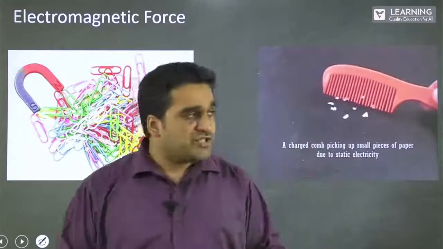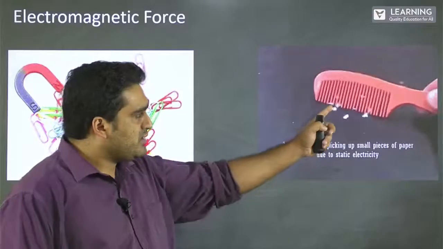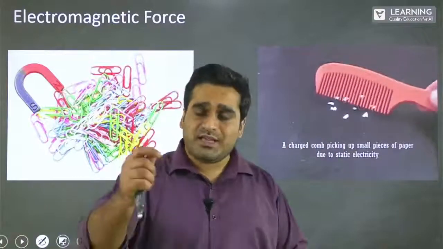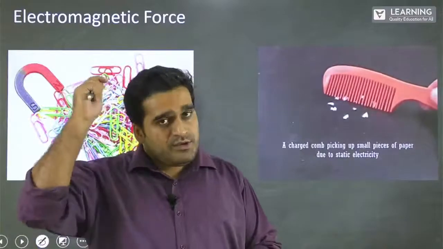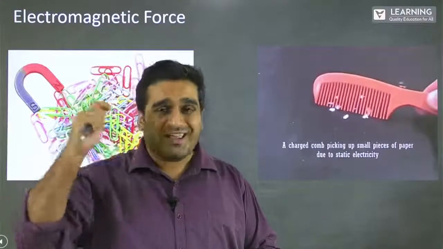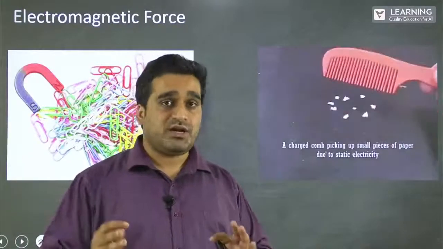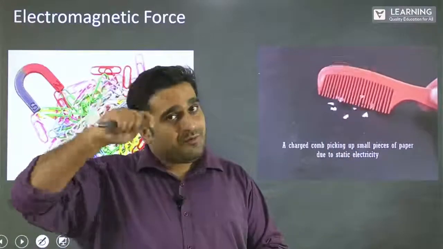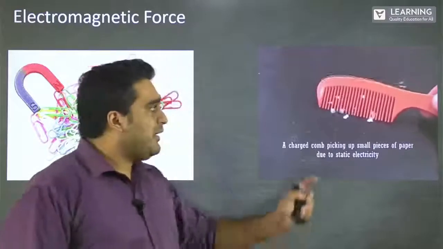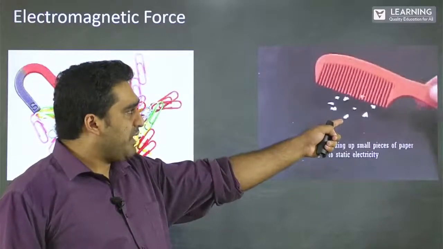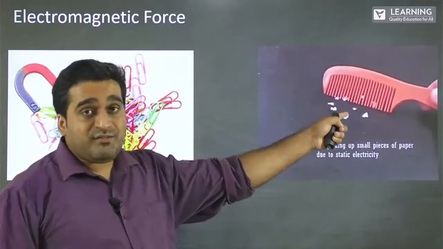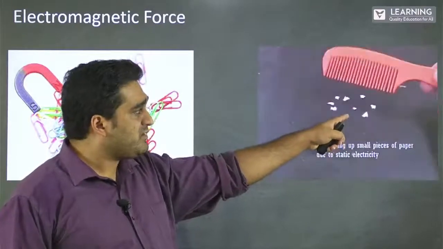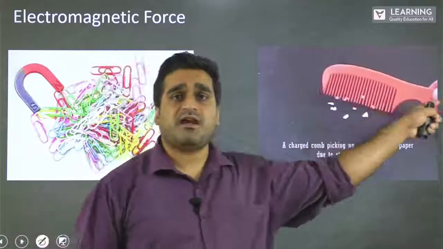Now, in the case of charges, here's a small clip where all you have to do is take a comb and run it through your dry hair, not your wet hair. Don't take a shower and then try to rub it through, all right? On your dry hair, take a comb, rub it, and then bring it close to bits of paper. You might have tried this in your lower classes, but what is more fascinating is these bits of paper get attracted to the comb.